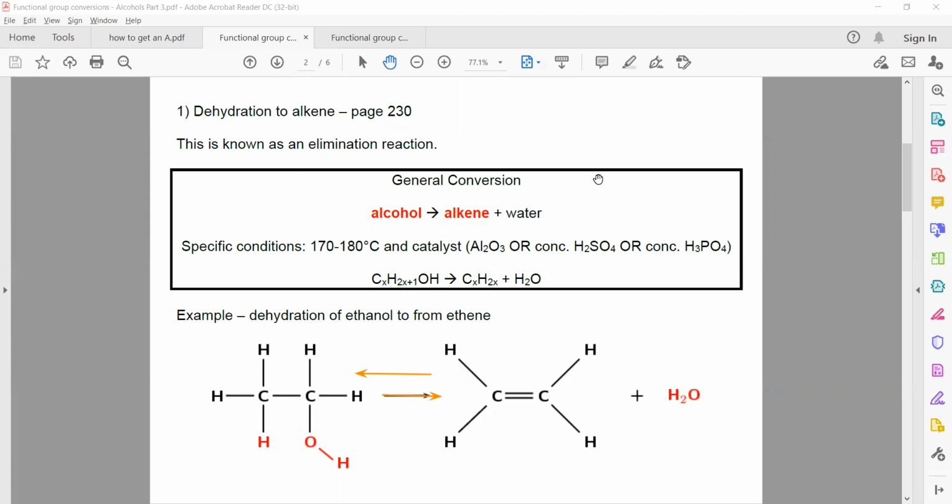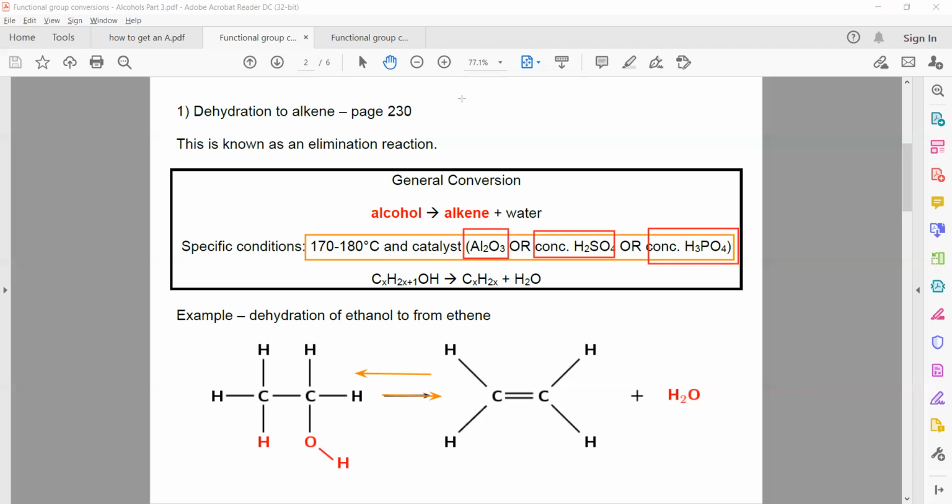Cool. The only specific thing here is that you have to add a catalyst. The most important thing to remember is that it's quite a high temperature, so 170 to 180 degrees Celsius. And then you have an option of 3 different catalysts. You don't add all 3 catalysts. You have an option of aluminium oxide, concentrated sulfuric acid, or concentrated phosphoric acid. So those are the 3 catalysts that you can add.